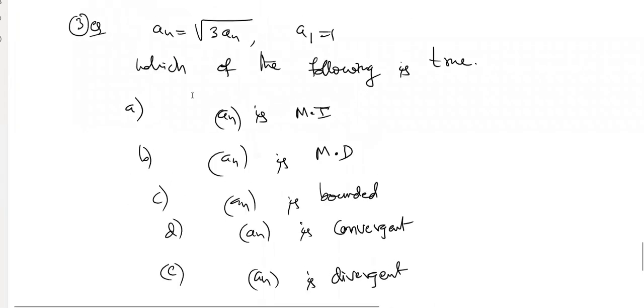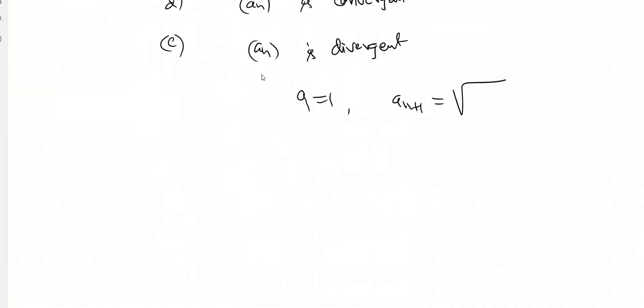Right? So again, you are given a sequence in terms of a recurrence relation. This is a_{n+1}. So what you are given is a_1 is 1, and a_{n+1} is root of 3 times a_n, for n equals 1, 2, 3, 4 and so on.